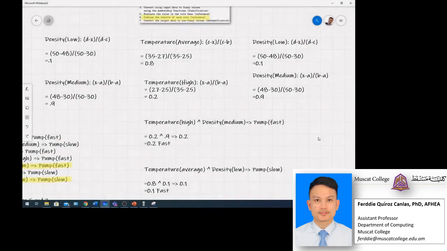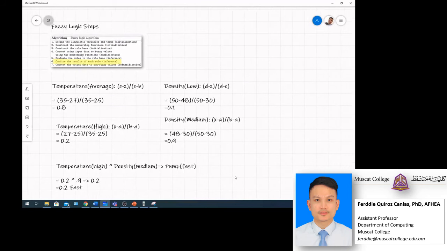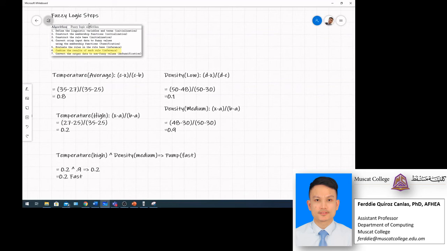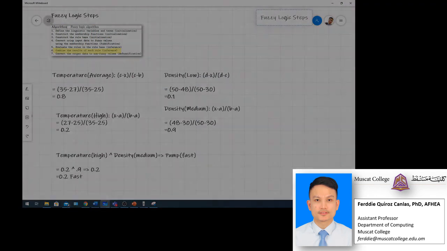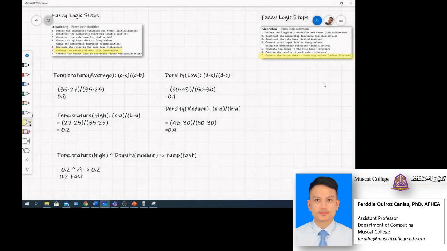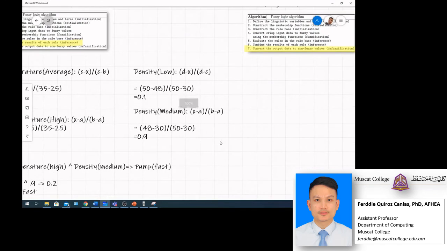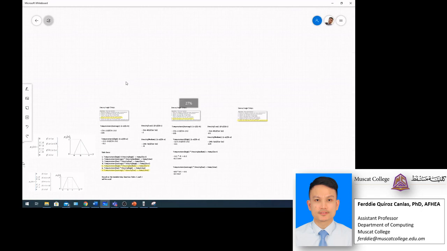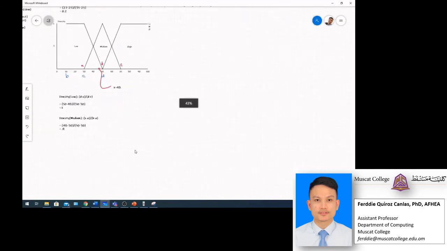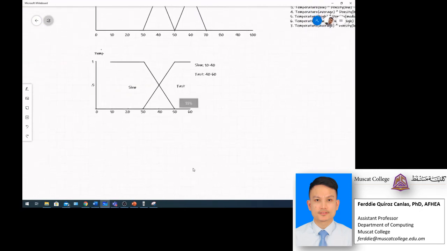Proceed to the next step, which is the last step. We'll go with the defuzzification now. Let me copy this. So let's go with number 7, which is convert the output into non-fuzzy values. Control Z. Okay, so we'll convert now the output into non-fuzzy values. So let me borrow the graph that we have done for density, the membership function, I mean. This one. I'm going to borrow it.